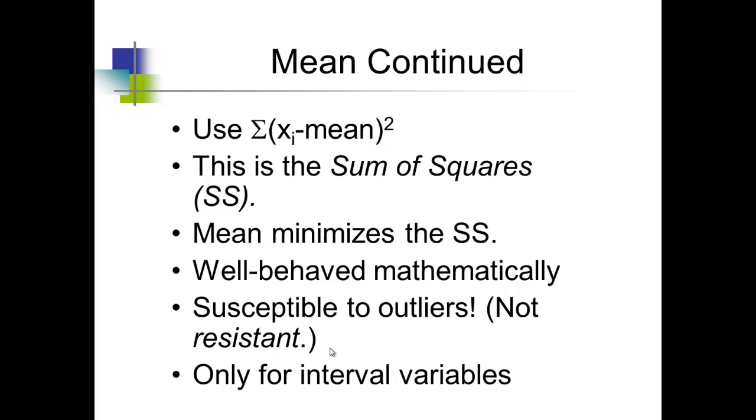And then the next step is a sum of squares. The mean minimizes the sum of squares. It's elegant, it's nice, it's mathematically well behaved. However, it's susceptible to outliers, as you saw with the Grant Hill example. And it's only for interval level variables. So if you have a categorical variable, this could be somewhat problematic.